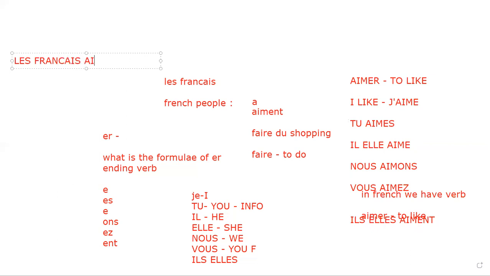Les Français aiment. What is this? The French people like. We have a lot of French people. What is aiment over here? Like. Exactly, they like. Faire du shopping. Is it clear to you? What is the meaning of this? Tell me. The French people like to do shopping.